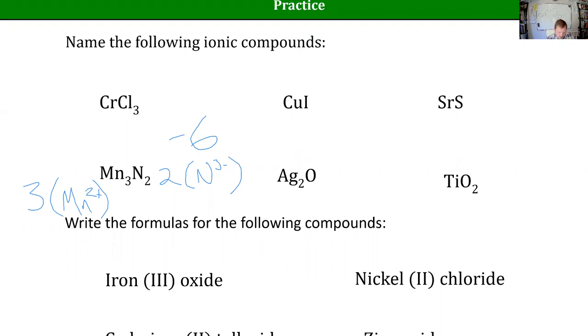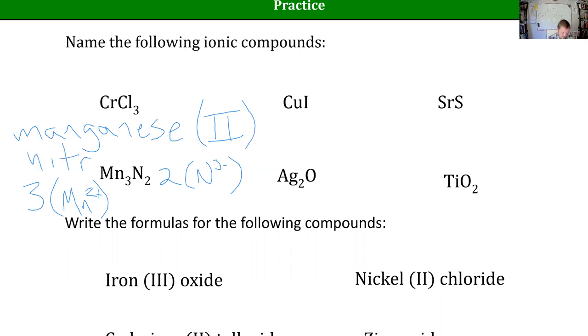So the name for our compound then would just be manganese(II) nitride. That's an N at the beginning there, not an H or a B or some Greek letter or anything.